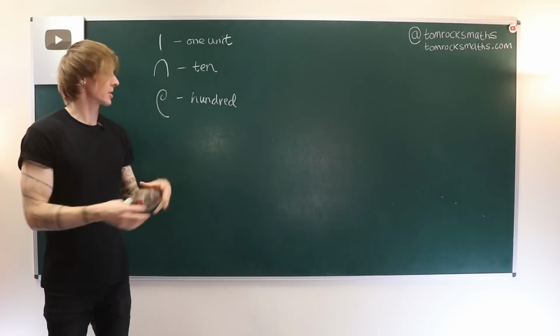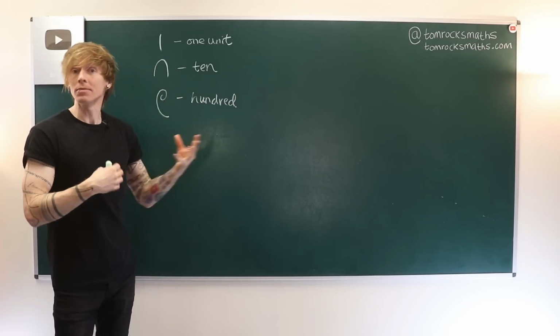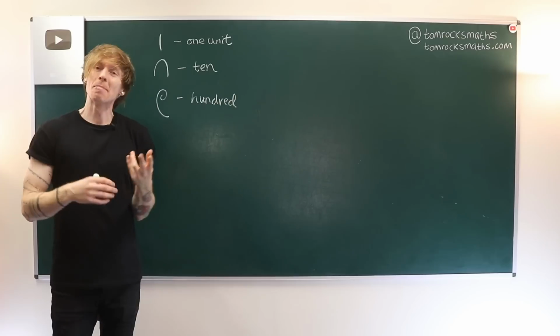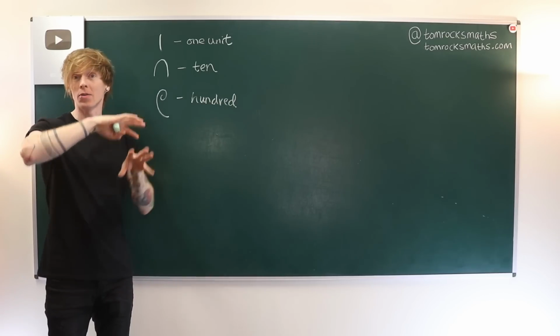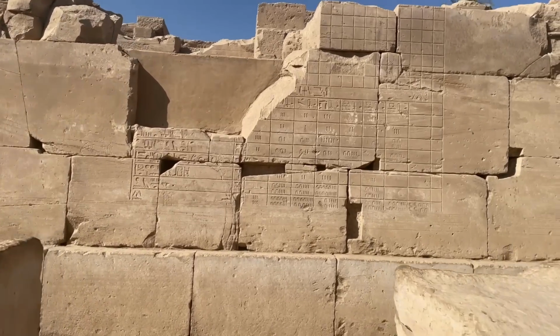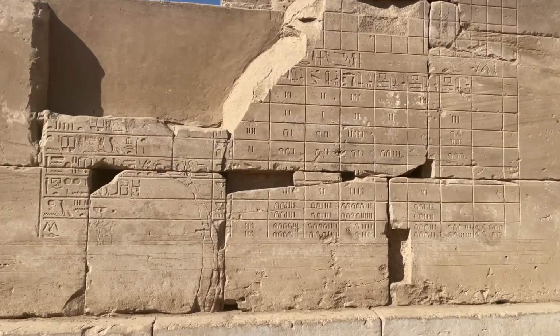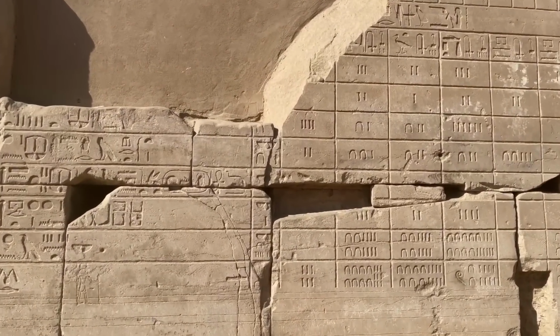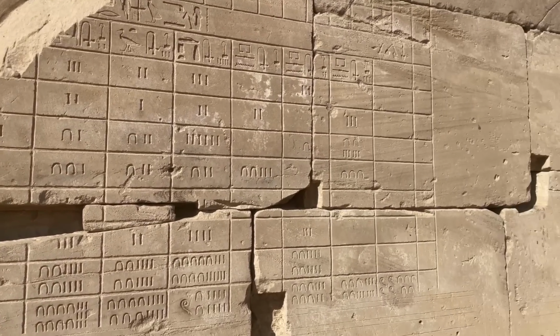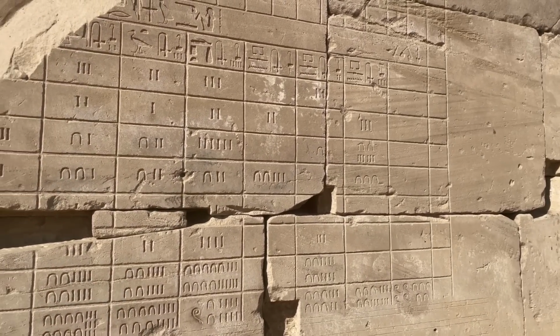Now I stopped at drawing the 100 symbol, the coiled rope, first of all because of my lack of artistic talent, but also because on the wall itself, as you can see in my video, I could not actually find any of the symbols for those higher numbers. So with these 3 symbols alone, we can actually decode everything that is shown on that interior temple wall.